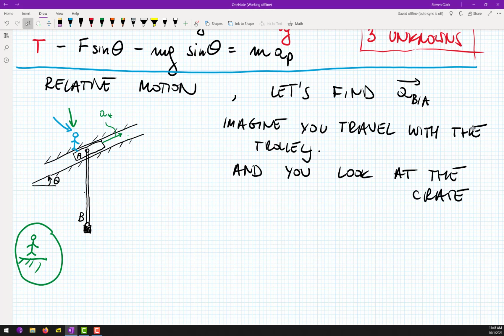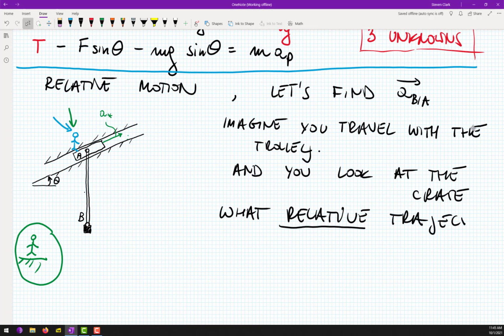What relative trajectory will you see? What shape of the trajectory? What shape will that trajectory have? Anybody?